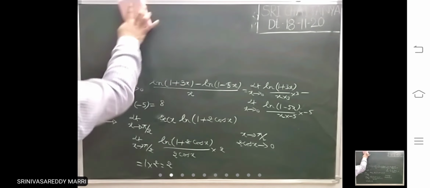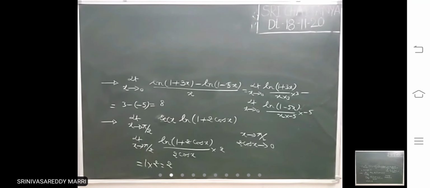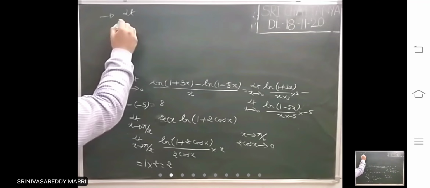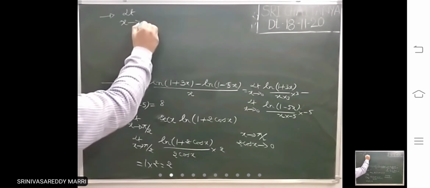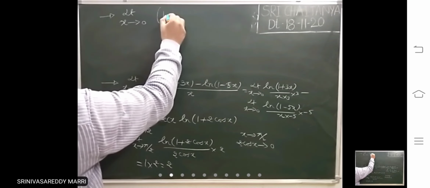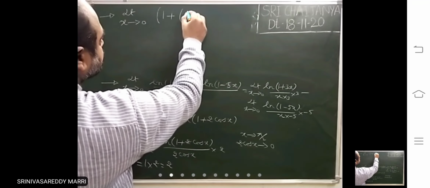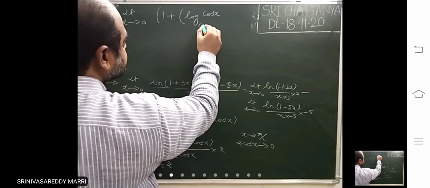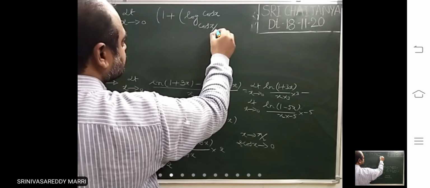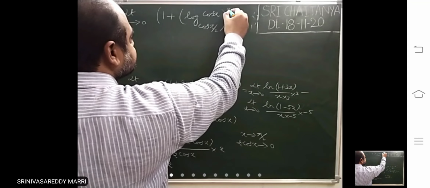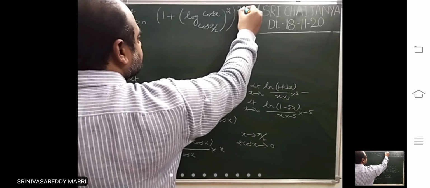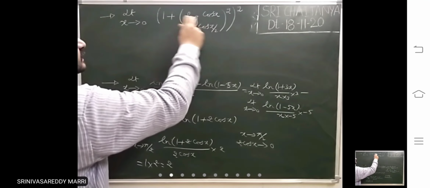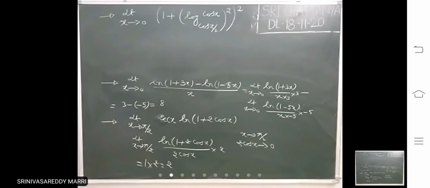Next, look at further application. Limit x tends to 0, 1 plus log cos x to the base, cos x by 2 whole square. He is asking the limit of this whole square. Right? Look at this. Limit x tends to 0, 1 plus this square, 1 plus this square and then complete square. Now this limit he is asking to calculate.